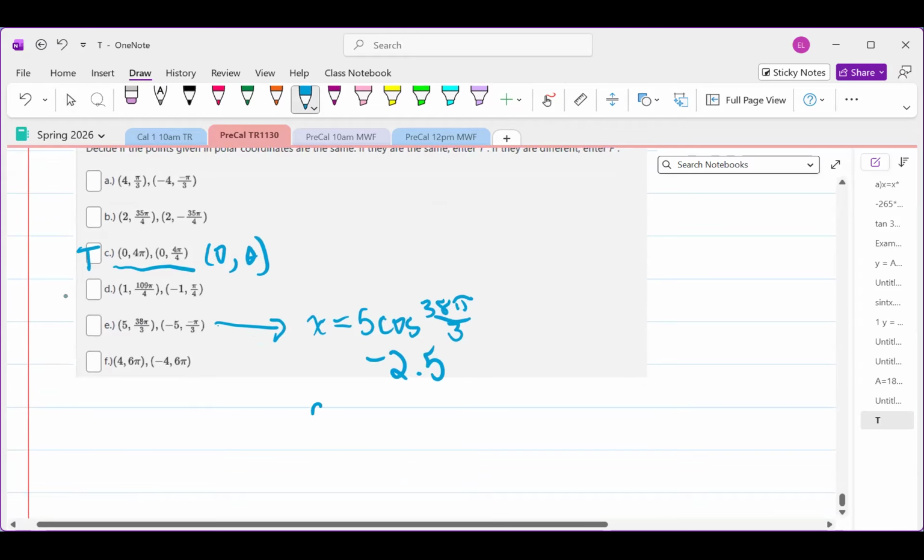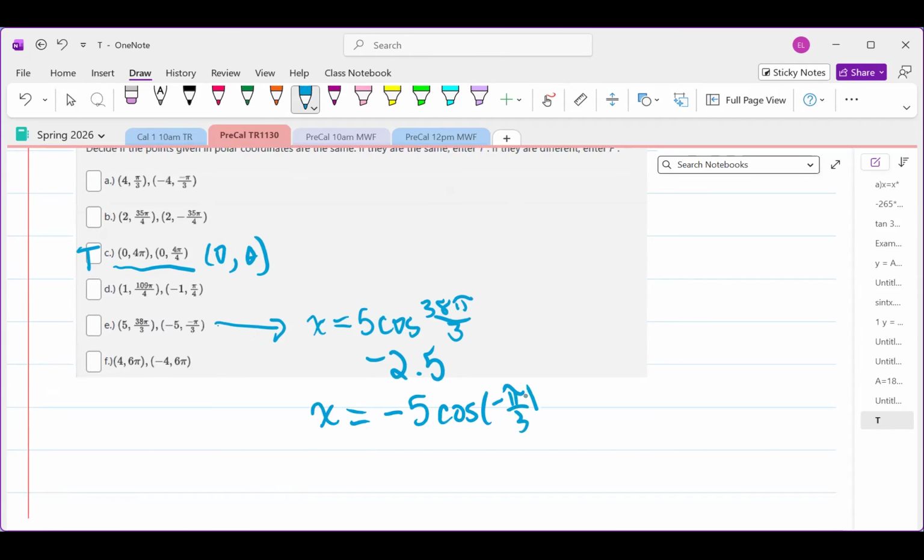Now I'm going to check if the other coordinates, the negative 5 cosine negative pi over 3, give me the same number. Negative 5 cosine negative pi over 3. And that does give me negative 2.5. So this means maybe. Now we check the y's.